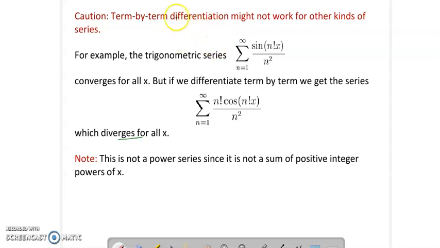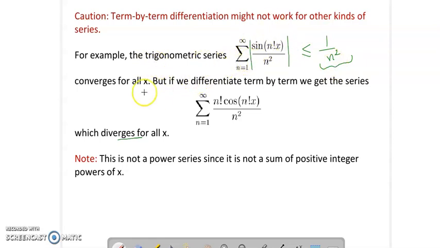You need to be cautious here that term by term differentiation might not work for other kinds of series. For example, the trigonometric series, this one, converges for all x. This you can test. Take the series of absolute values and each term will be less than or equal to 1 by n square, and this series converges by the p series test. So you can conclude the convergence of this series.